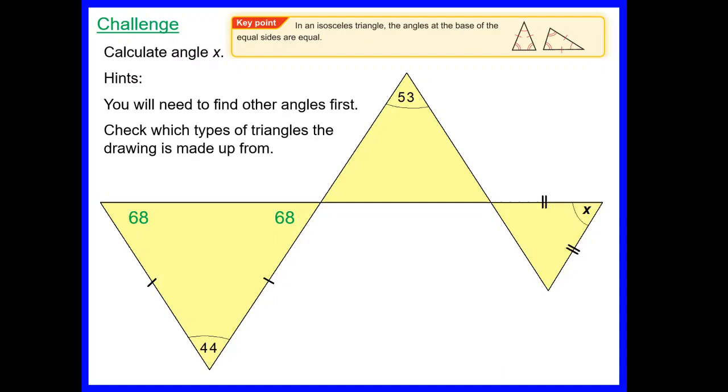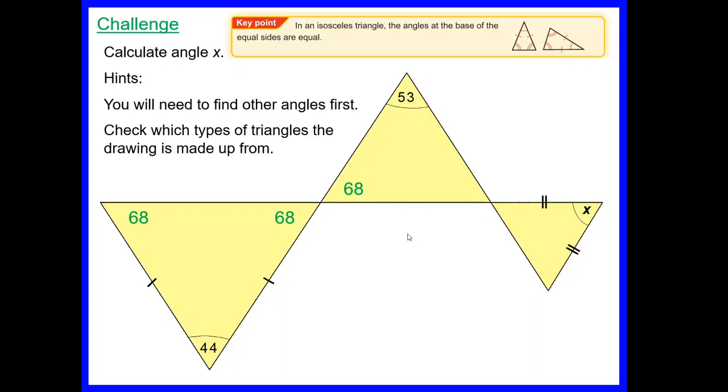Now we need to use some of the other rules we know. So here we've got 2 straight lines that form a cross, so we've got vertically opposite angles. Vertically opposite angles are equal, so this angle here is also 68 degrees. Now here we have another triangle. This is a scalene triangle. I know it's a scalene triangle because it hasn't got any marks on it at all to tell me any of the sides are the same length.